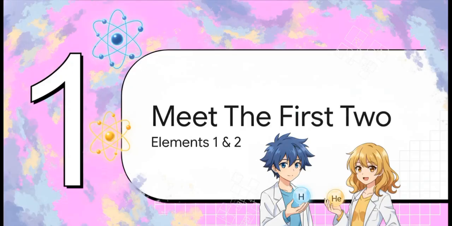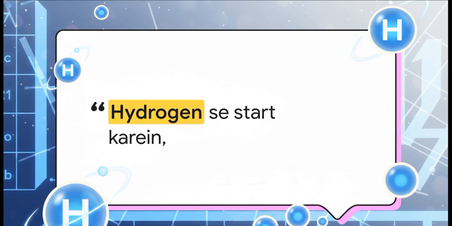All right, so we're going to follow the poem's path element by element. And we're starting right where you'd expect, at the very top of the table with the first two building blocks of, well, everything. The poem wastes no time. It tells us exactly where to begin. Let's start with hydrogen. Simple as that. It's atomic number 1, the official starting line for the whole table.